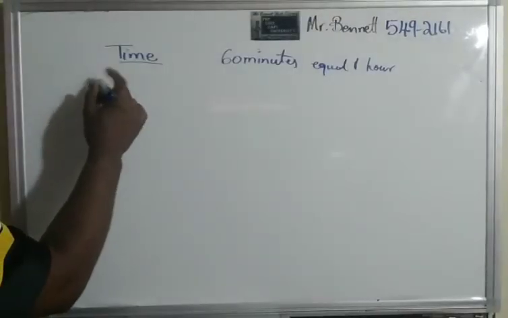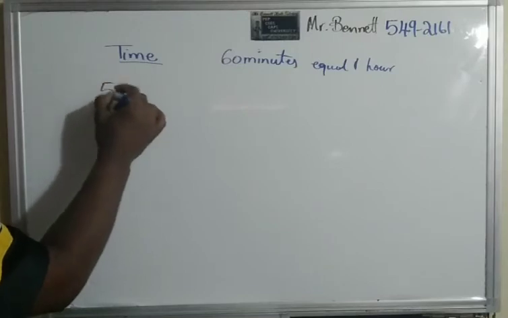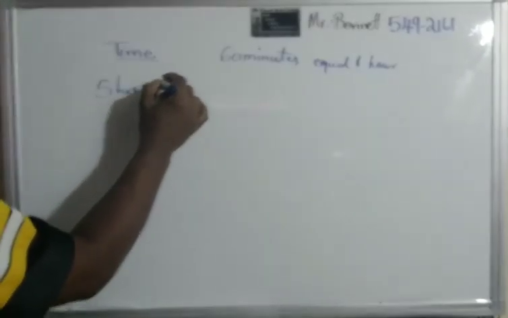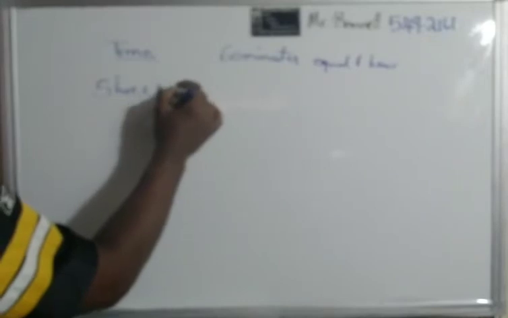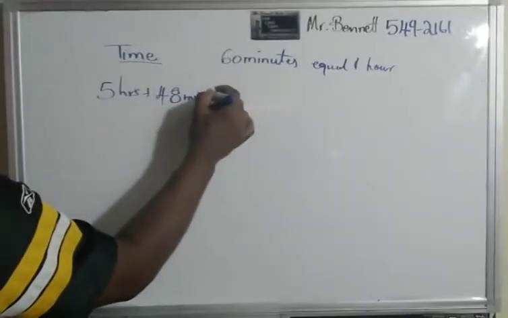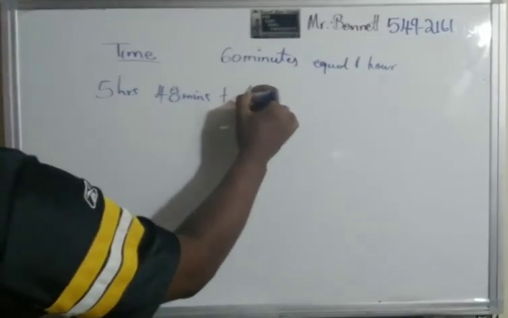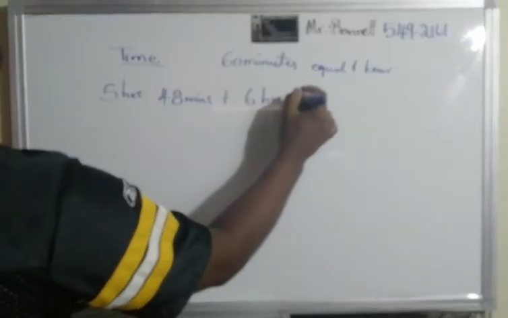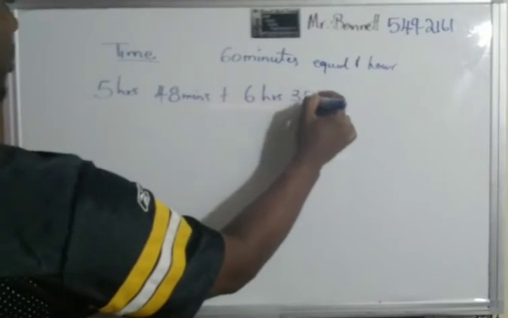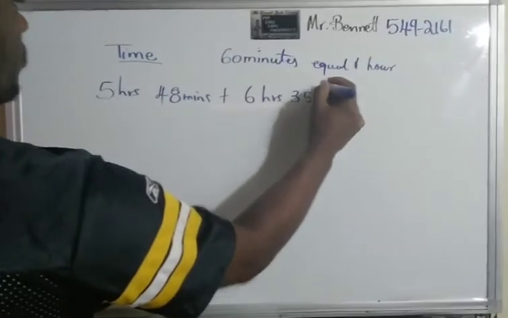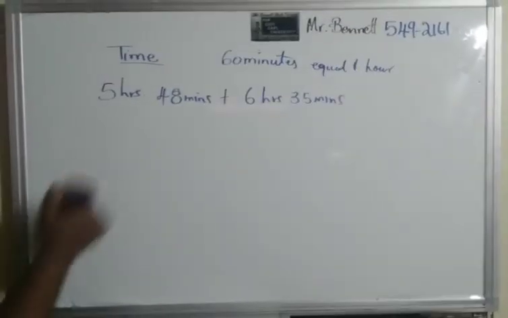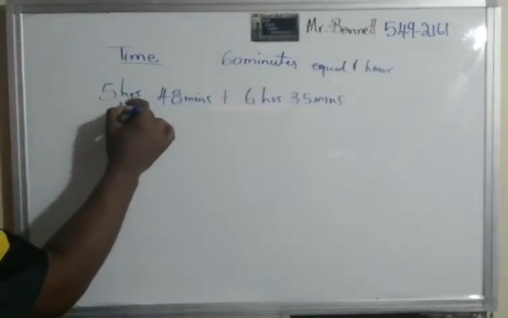Remember we did say addition and subtraction. So say we have 5 hours 48 minutes plus 6 hours 35 minutes. Again, we separate them into hours and minutes. So we have the hours here.